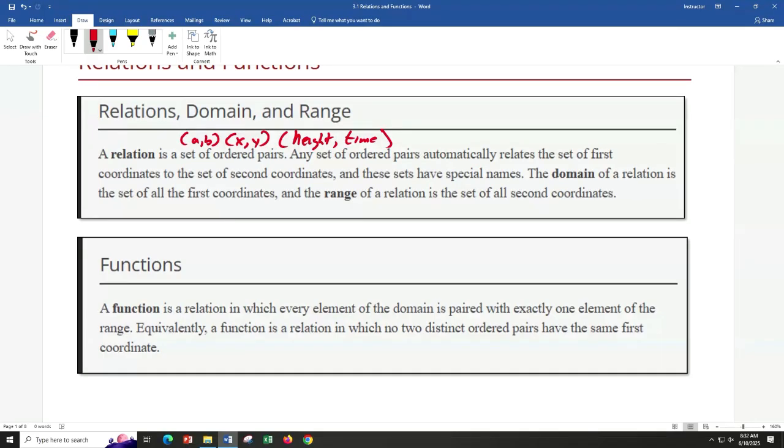Obviously, the domain of the relation is the set of all first coordinates. For arbitrary reasons right now, those are going to be the X values, but it depends on what's on that axis and what they have decided to name it. And the range of the relation is the set of all second coordinates. For us right now, we're going to be using Y, or they'll use A and B, or like I said, height and time. If I threw a ball, how does height relate to time? And then we have functions.